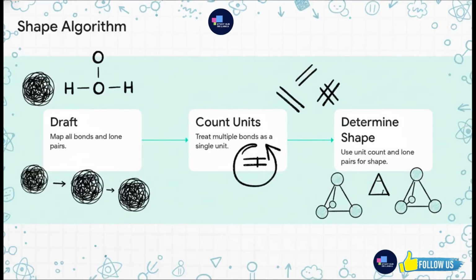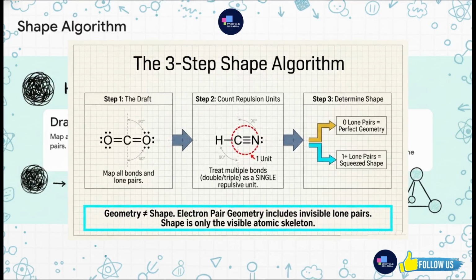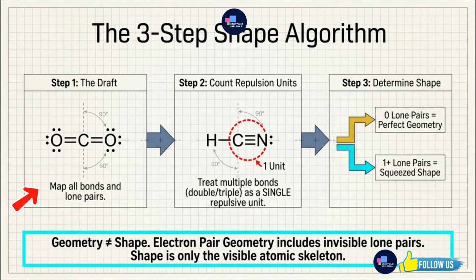Now, to quickly figure out any molecule's shape for your exams, I really want you to use this reliable three-step algorithm. Step 1. Just draft the Lewis structure. Map out all your bonds and lone pairs. Step 2. Count your repulsion units. And please remember this golden rule, okay? Treat a double or triple bond as just one single repulsive unit, because those electrons are all locked together in the exact same general space between the two atoms. And step 3. Simply use that count to determine your final shape.